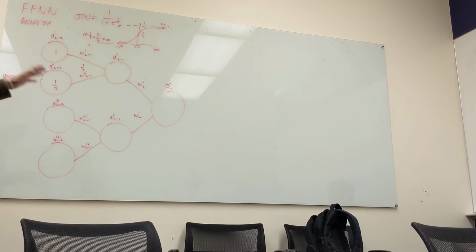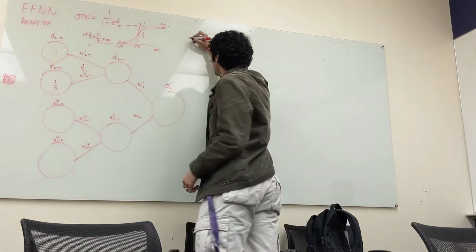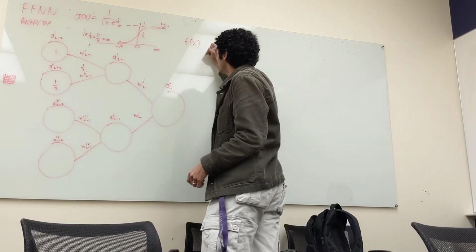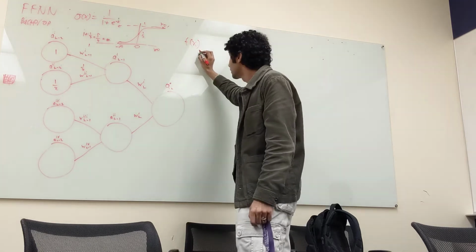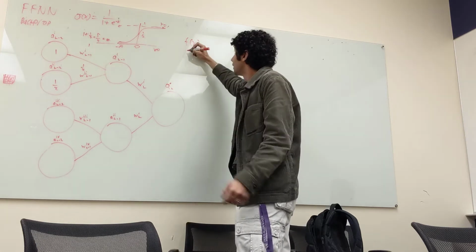A small tangent that will be useful later is just general multivariable notation. You're all used to seeing f of x, which means that this is a function that has a variable within it that is x.